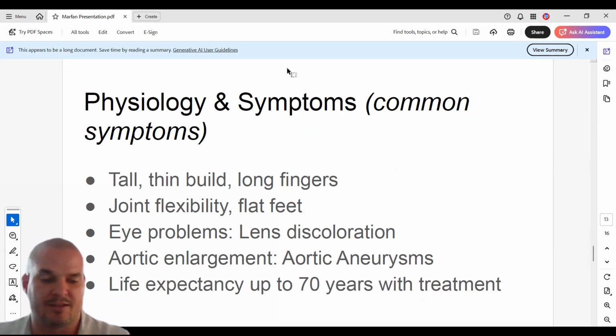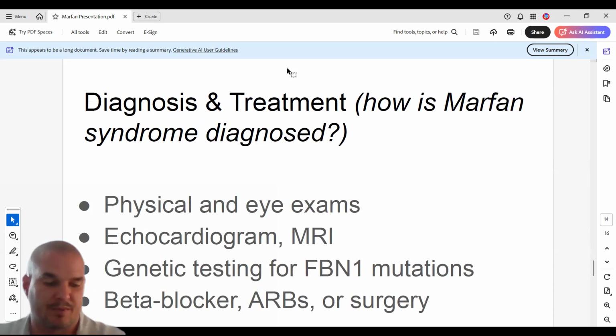People with Marfan syndrome usually have a tall and slender body shape, very flexible joints, and flat feet. Eye problems like a discolored lens are also common. One of the most serious issues, again, is the enlarged and weakened aorta. If left untreated, the aorta can rupture, and that's life-threatening. But according to Dietz and colleagues in 2005, if Marfan syndrome is treated early and managed carefully, life expectancy can reach up to 70 years or more.